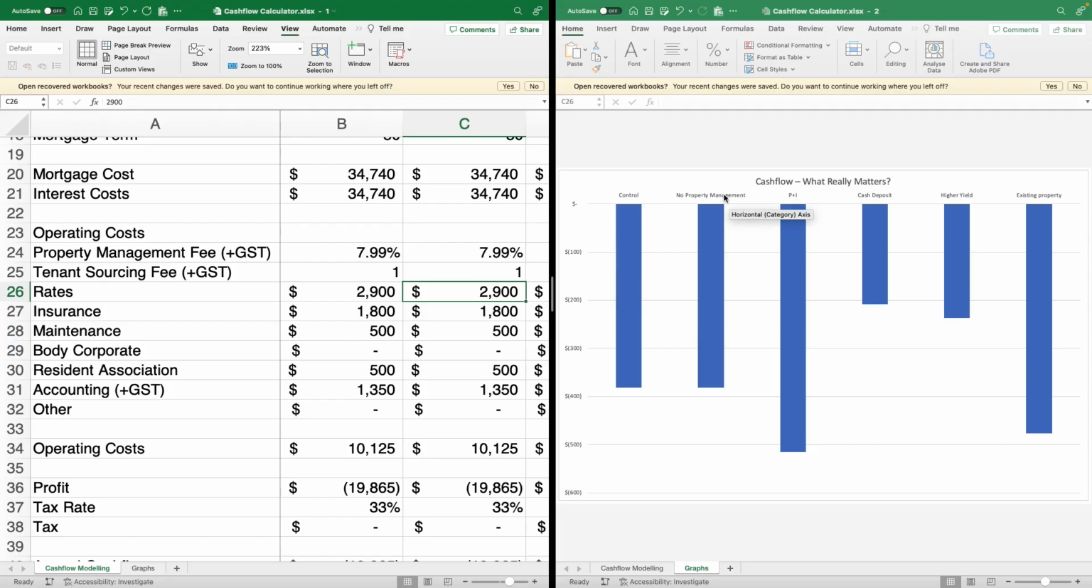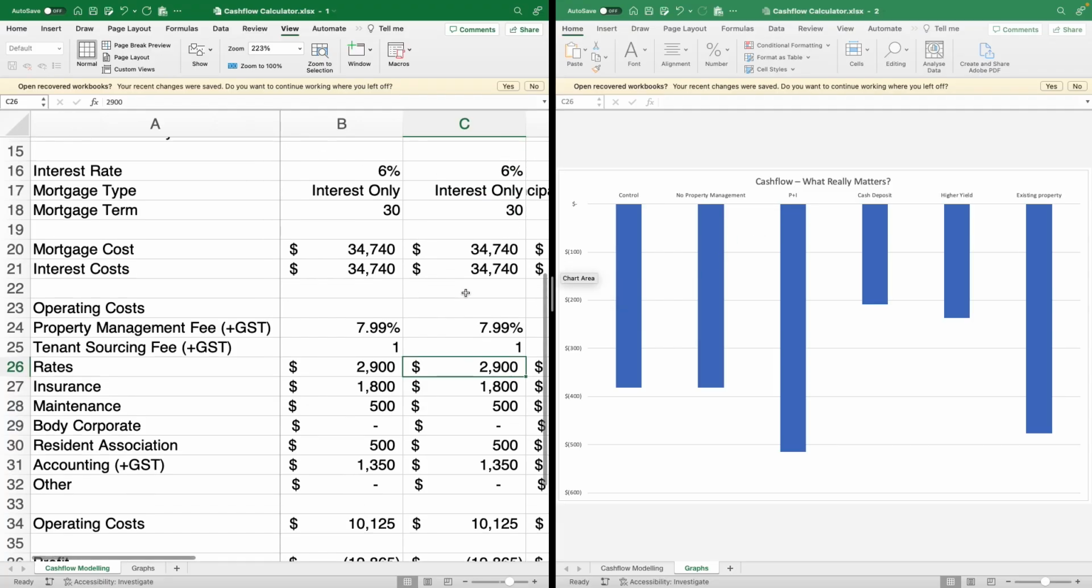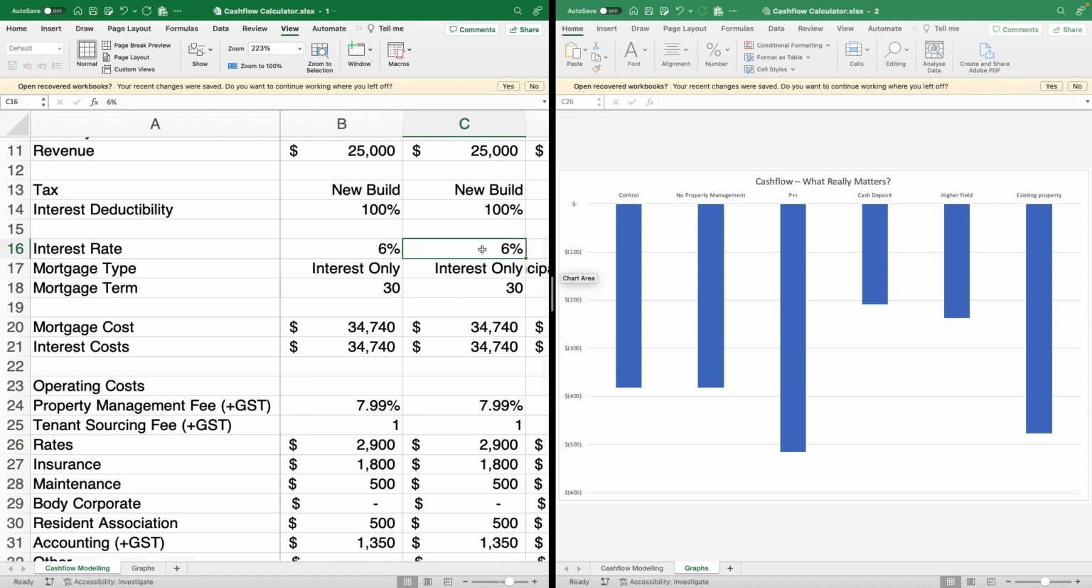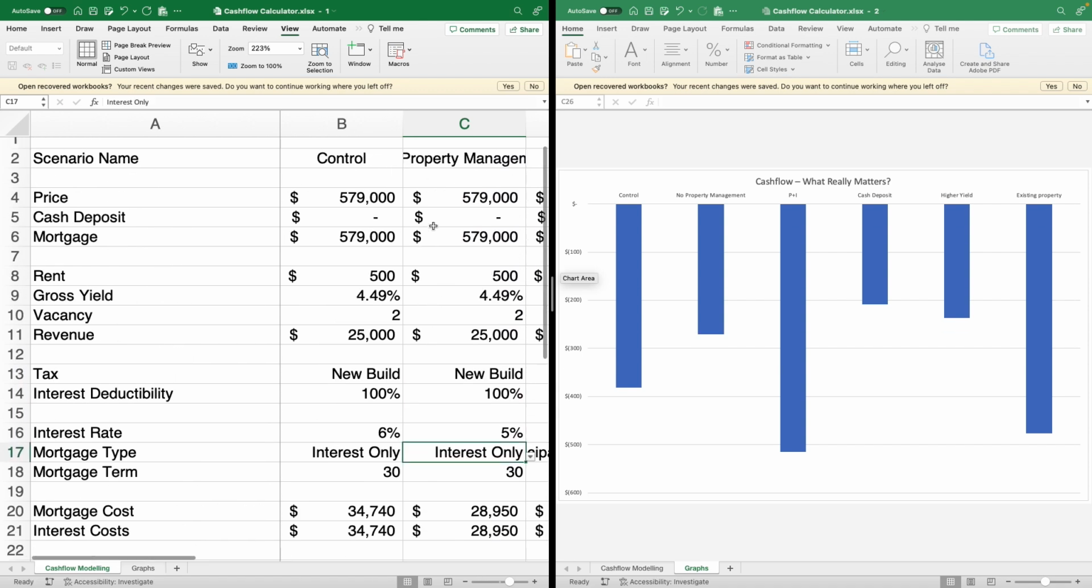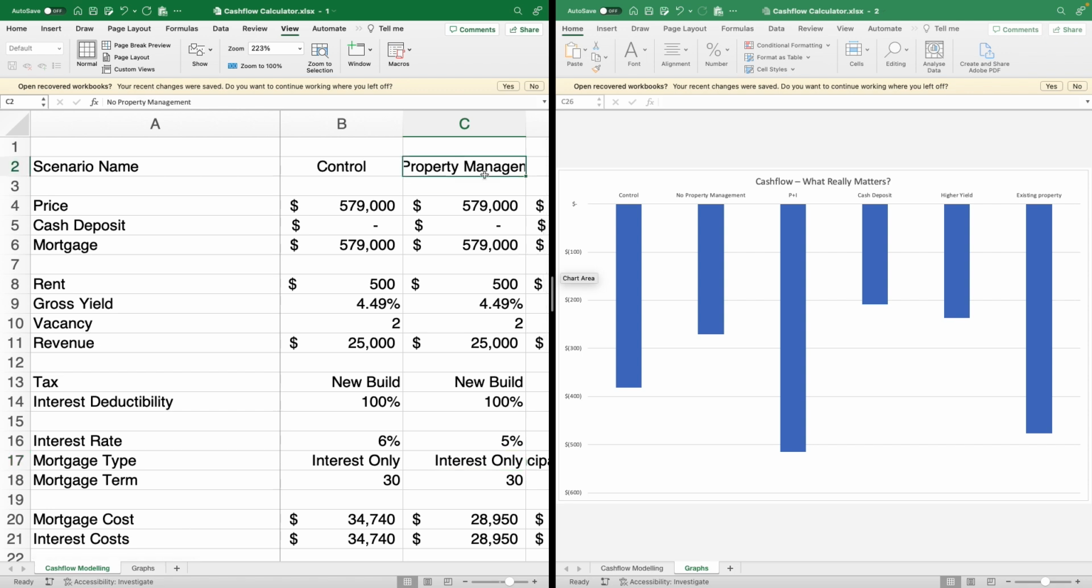So if saving that $50 a week is really important to you, maybe managing your own property is something you want to consider. But I just want to show you that in the grand scheme of things, the things that really move the needle are your interest rate, having a cash deposit, and finding the high yield property. And obviously, going interest only and paying less tax. Those are the main things that are going to have that positive impact on your cash flow.